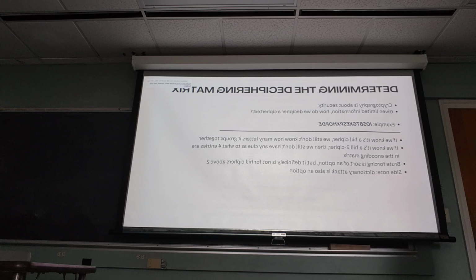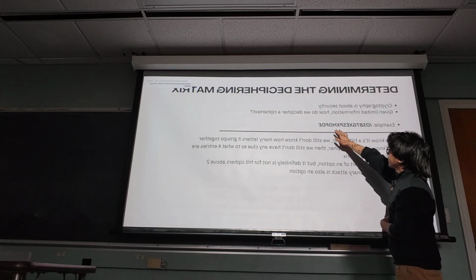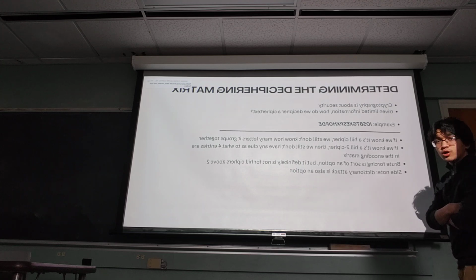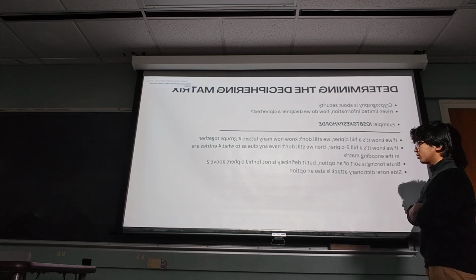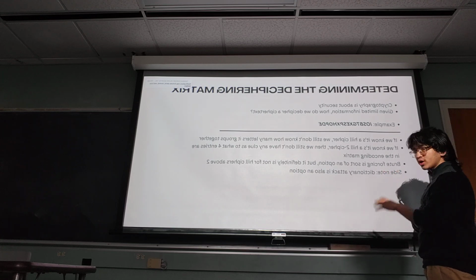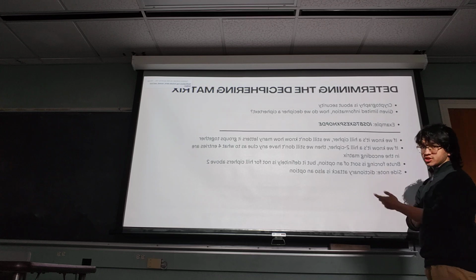So if you wanted to determine the deciphering matrix, it's a bit hard. It depends on how much information we actually have. This whole thing is about security. So for example, let's say we have this ciphertext. We don't know anything about it. It could be a Hill cipher, it could not be a Hill cipher, but let's say it is a Hill cipher. We still don't know what cipher level it is. If we know it's a 2 cipher, we still don't have any clue as to what 4 entries it could be, but we could easily just brute force that one.